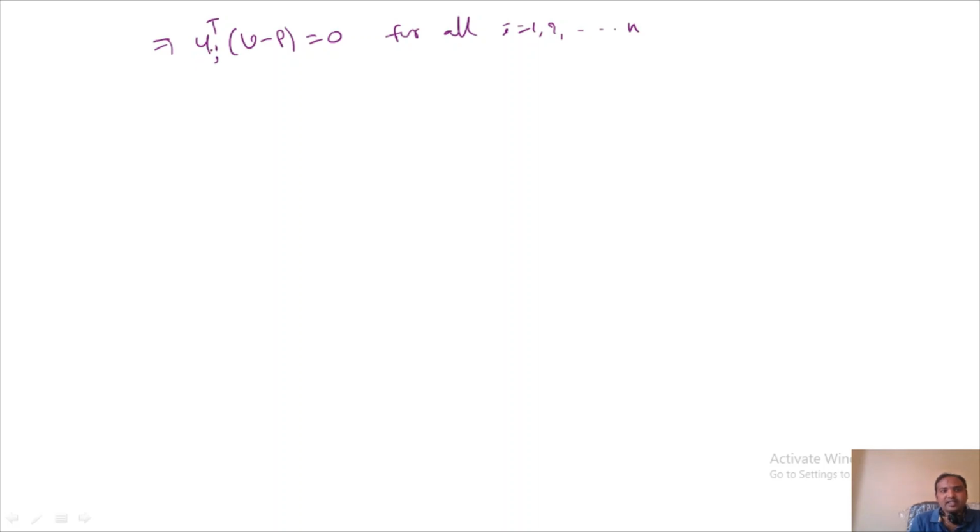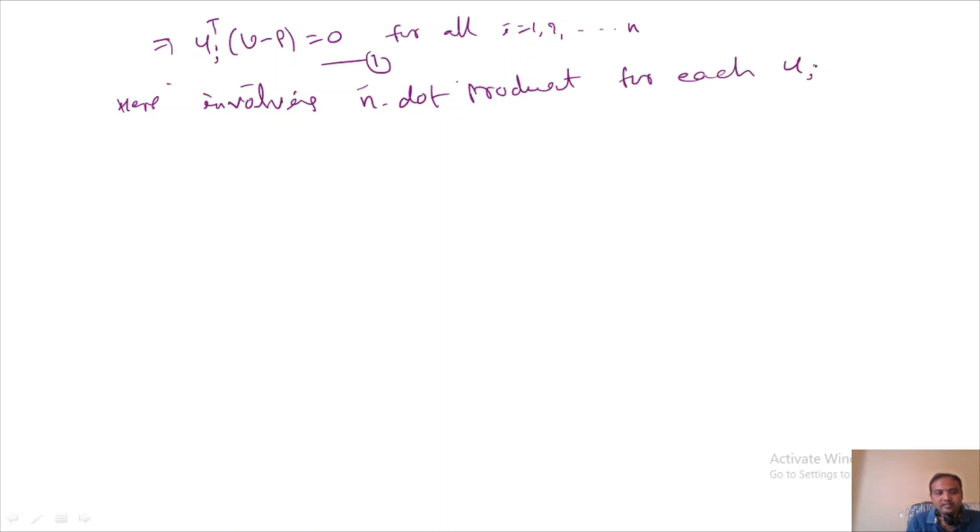Here we are getting n equations, corresponding to n dot products, or inner products. Taking this equation, it involves n dot products, because for each Ui we get one dot product.